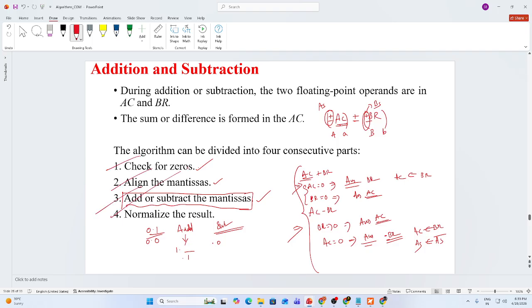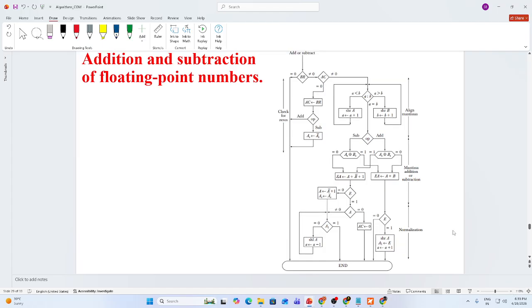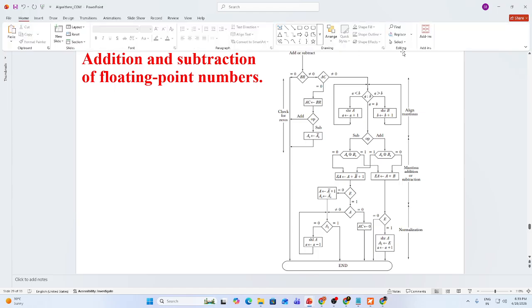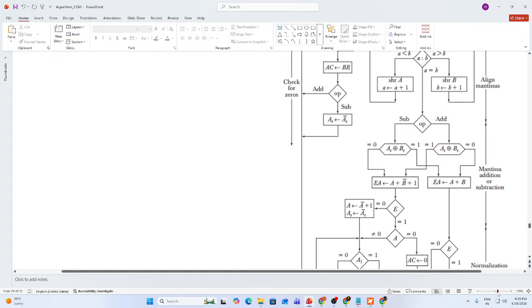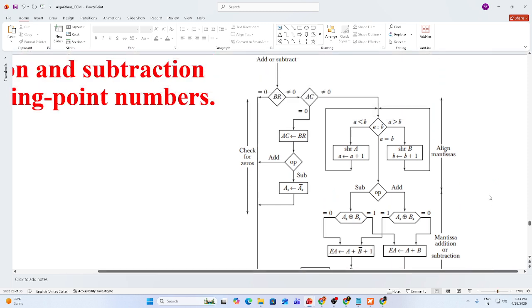Now let us go to the algorithm. So this is the algorithm. This is a simple thing, but it is given in a very complicated way. See, what is the first step?